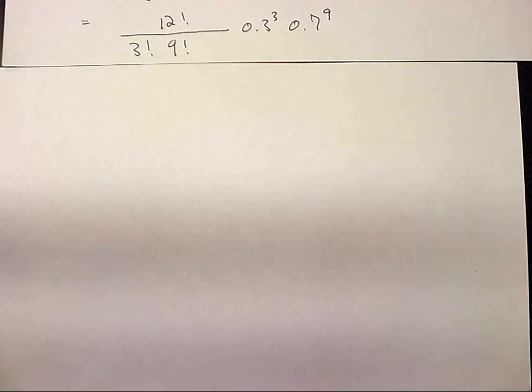Another hurdle that a lot of people struggle to overcome is if you start plugging this into your calculator, 12 factorial might be okay for your calculator, right? But if you start having like 25 factorial or something like that, those numbers just get to be so huge that your calculator is going to start to struggle with it.